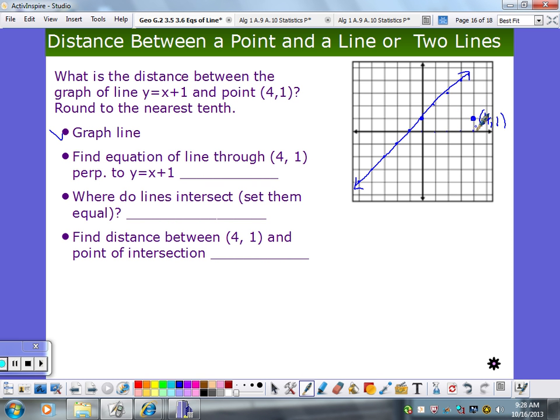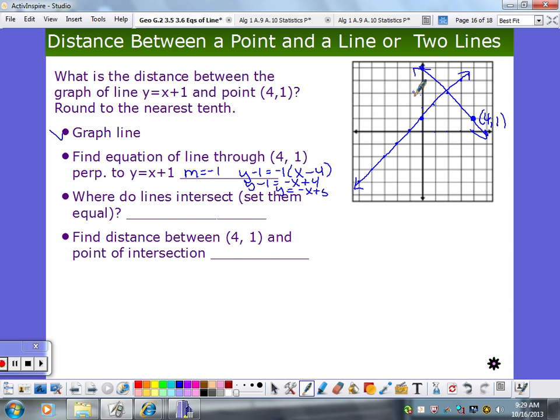So let's see, what's that equation going to be? Or what's the slope going to be, even? So if the slope of the first line is 1, it's going to be what? And then if I want the equation, y minus 1 equals negative 1 times (x minus 4), y minus 1 equals negative x plus 4, y equals negative x plus 5. So 1, 2, 3, 4, 5.